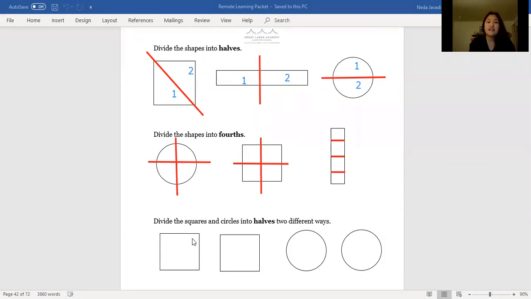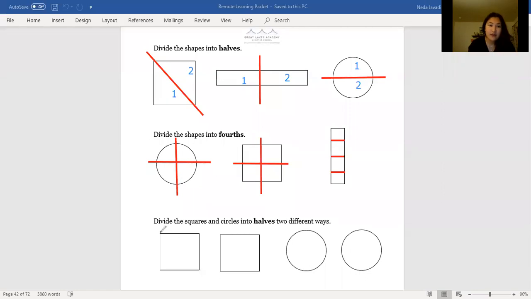Let's keep going. The next one says divide or cut the squares and circles into halves 2 different ways. So like I said earlier, there's more than one way to cut a square and a circle into half. Now show me 2 different ways to cut these squares and circles into 2 equal parts. Pause and go. Well, let's do them together.